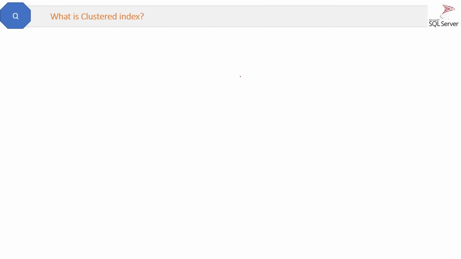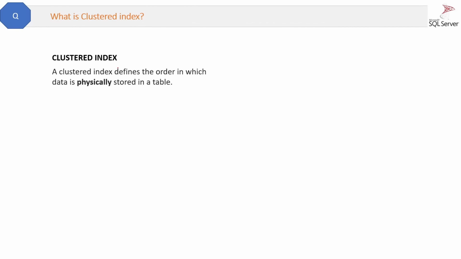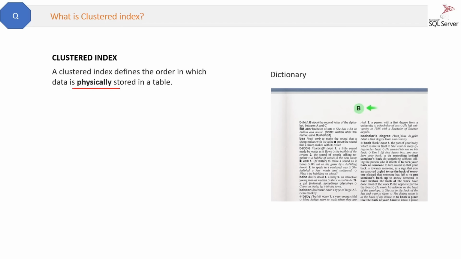What is clustered index? A clustered index defines the order in which the data is physically stored in a table. Now what does it mean? For example, it's like a dictionary. You can see the dictionary screenshot here. If you have to find a word, you know how to find it in seconds. For example, the alphabet B can be a clustered index here. Now you can easily search a word which starts with B. So this is the way clustered indexes are stored.